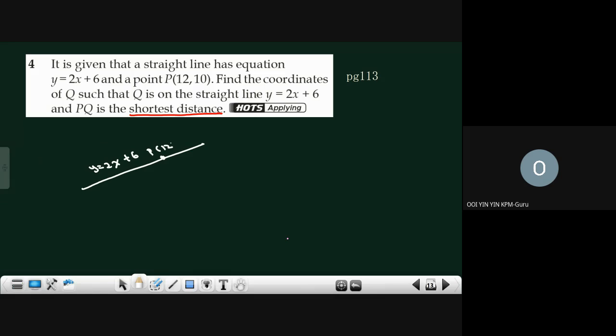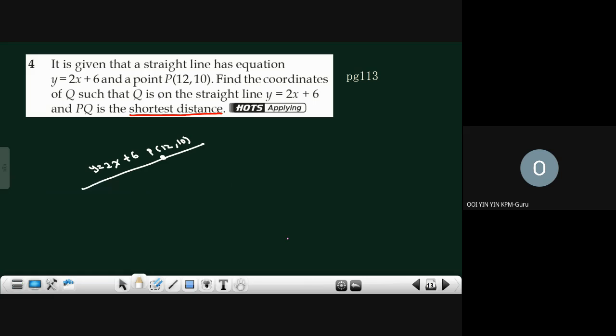Your point P, 12, and then 10. Okay, this is on this straight line, right? This is your point. Okay. And then now is that, yeah, I think, never mind. Okay.